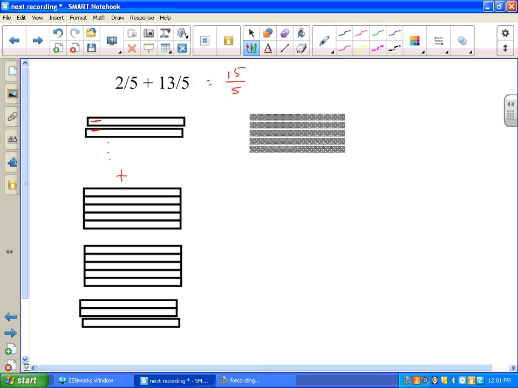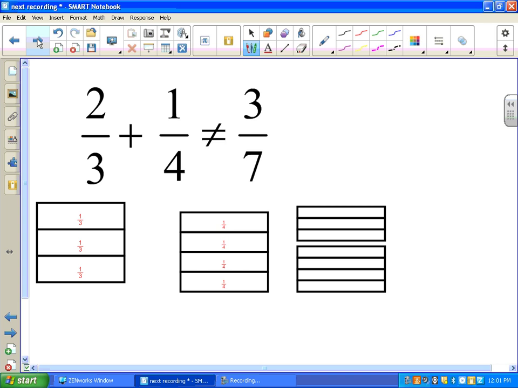Notice the denominator didn't change. We only added the numerators together, but the denominators started as being exactly the same number. So now we hit a slightly different problem. We don't add the numerators because the denominators don't equal each other. You might be saying, well, why not?